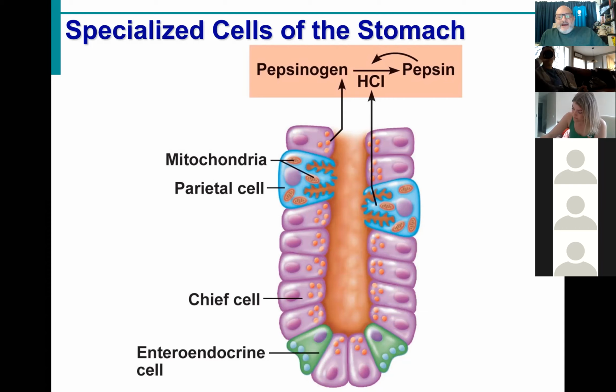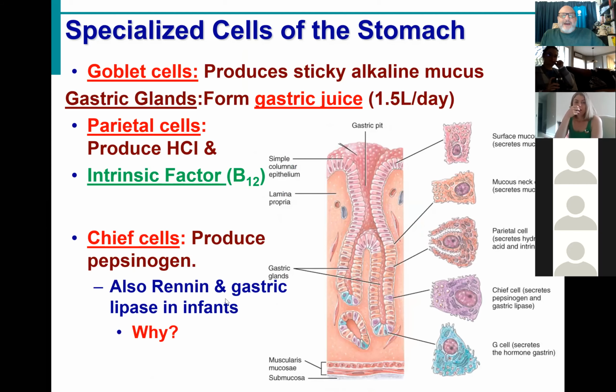Now, in you and I and everybody else listening to this right now, these chief cells primarily just produce pepsinogen. However, for those of you who have little kids, especially infants, these chief cells also produce two other enzymes. One is renin, which helps to break down milk sugars, and the other is gastric lipase, which helps to break down milk fats.